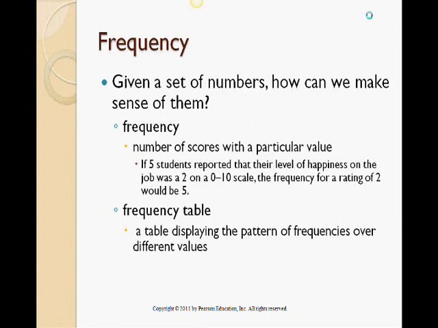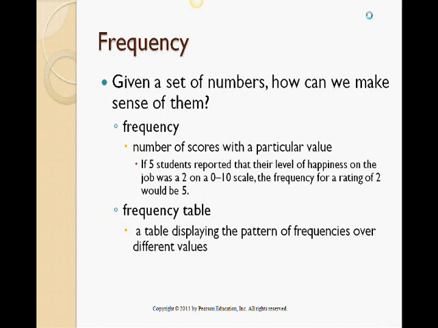Say that we have scores on job happiness, just as we were talking, and the scores range from 1 to 9, and we have, say, 20 different scores. So what we need to do is find a way of making some meaning of those scores, and one of the ways that we do that is by calculating the frequency of the different values.